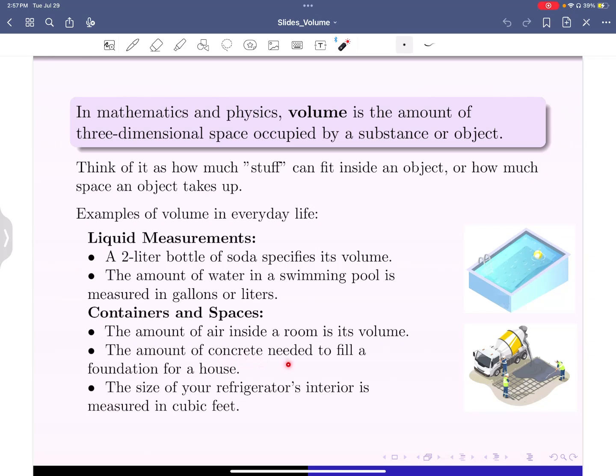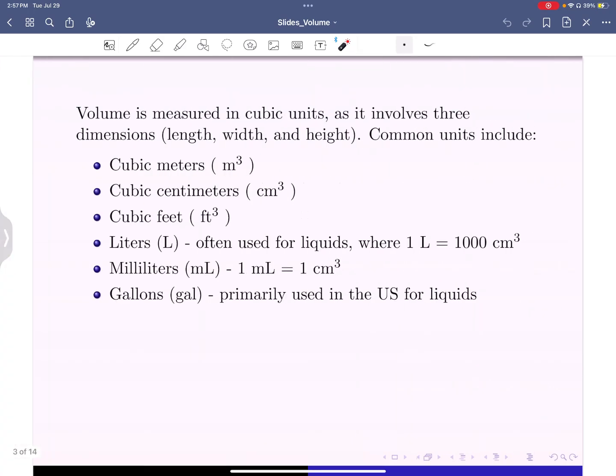The amount of concrete needed to fill the foundation of a house, or the size of your refrigerator's interior, which is measured in cubic feet, is all volume. Volume is measured in cubic units. It involves three dimensions: length, width, and height. Common units are cubic meters, cubic centimeters, cubic feet, liters, which is 1000 cubic centimeters, milliliters, which is 1 cubic centimeter, and gallons also.